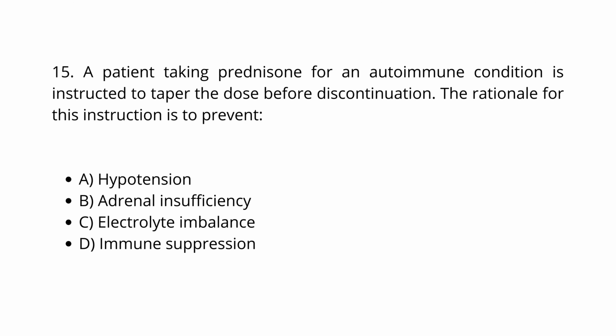15. A patient taking prednisone for an autoimmune condition is instructed to taper the dose before discontinuation. The rationale for this instruction is to prevent: A. Hypotension. B. Adrenal insufficiency. C. Electrolyte imbalance. D. Immune suppression.